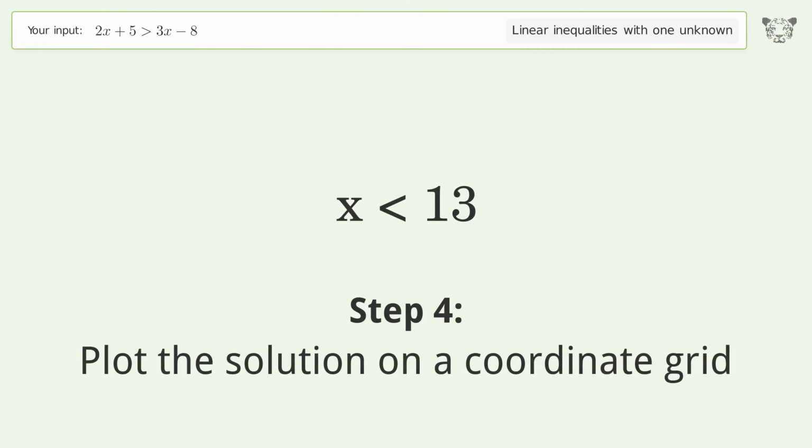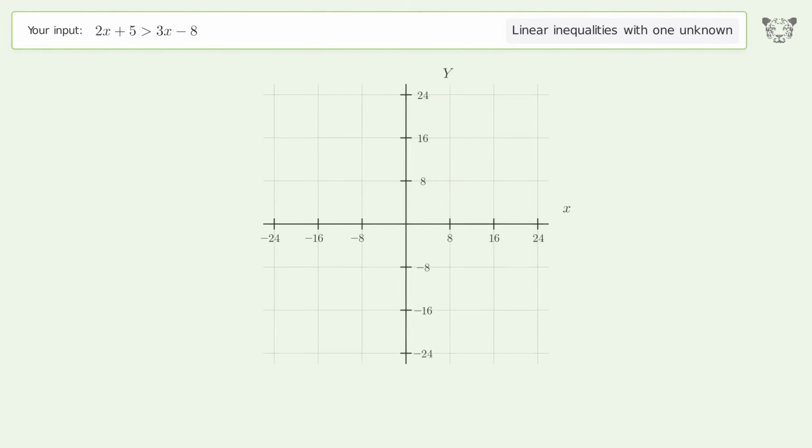Plot the solution on a coordinate grid. And so the final result is x smaller than 13.